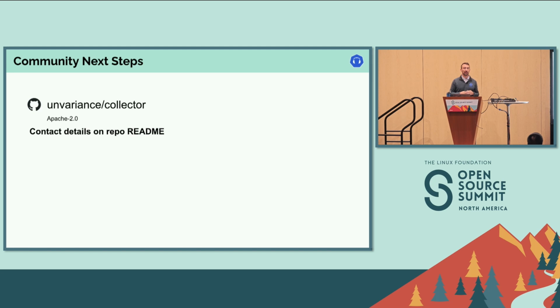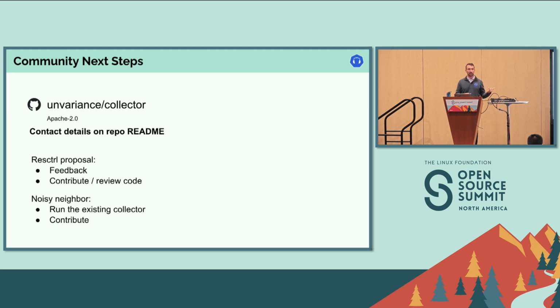The code is available under an Apache 2 license, at least for the collector that I've shown you measurements from. It's available on GitHub, that is the repo, and that has contact details. So if you want to follow up and schedule a meeting with us, everything is there. If you have feedback on how to manage these types of resources, or if you want to contribute kernel code or help review it, we'd really appreciate it. If you want to run the collector, it's all open source and available to everybody. If you run it, we'd love feedback. If you want to contribute, we'd love you to join.